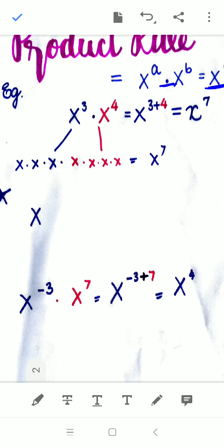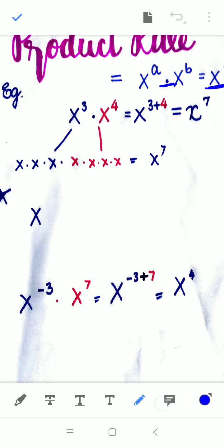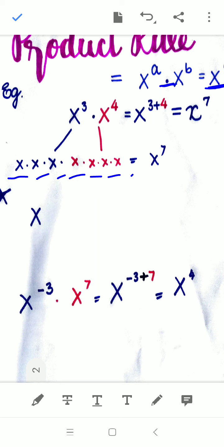Let us expand it a little more. X raised to the power 3 means what? X is being multiplied, you can see here, 3 times. And x raised to the power 4 means what? X is being multiplied 4 times. And if you count all x, they are coming what? X raised to the power 7. This is how we derive the product law of exponent.